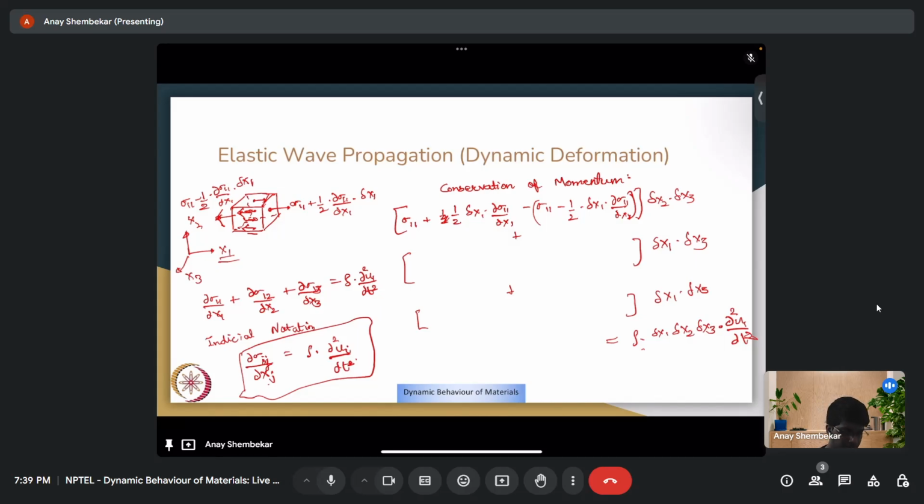So here you have dou sigma ij by dou xj on the LHS. There is a repeat of index j, which means sum over j, repeated twice, which means sum over j, where j belongs to 1, 2, 3. So all three terms that we see here are basically included in this indicial notation.